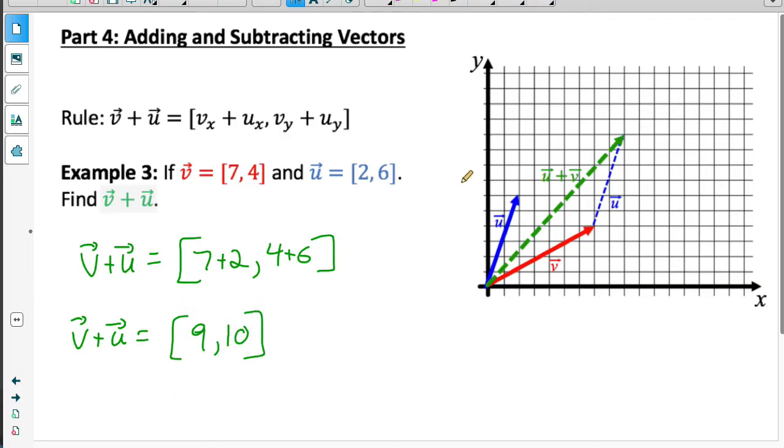Right. Vector u had a horizontal component magnitude 2. Vector v had a horizontal component magnitude 7. So u plus v, its horizontal component, is the sum of those two. It's now a horizontal component of 9. And same with the y components. Just add the vertical components, add the vertical component of v plus the vertical component of u, and we get the vertical component of u plus v. So basically just add the x components and add the y components.